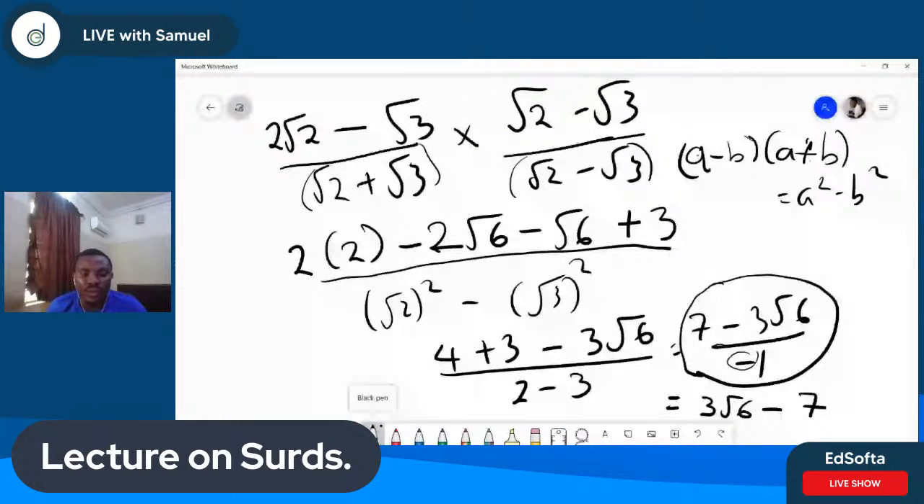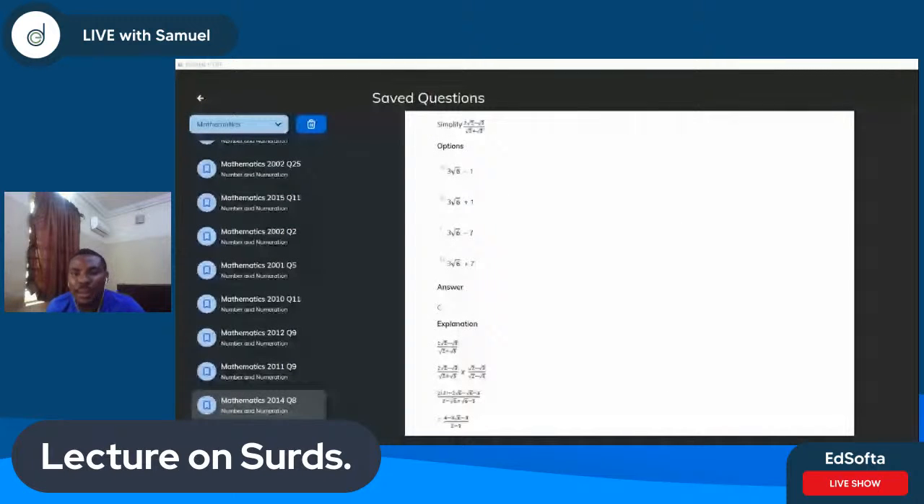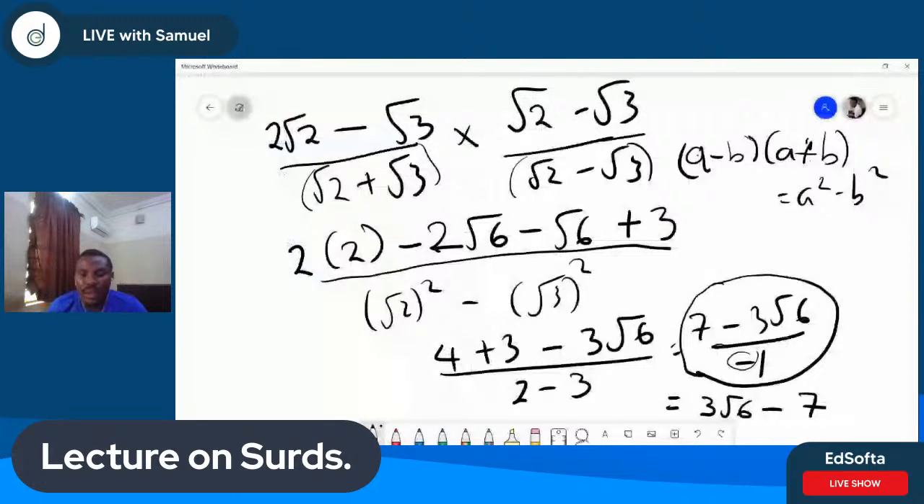So the majority of the questions on rationalization of surds are usually about the rationalization, and the rationalization is not very hard. All you have to do is multiply by the conjugate of the denominator all over the same conjugate of the denominator. By the time you are done with your multiplication, you will see that you have gotten the value for the answer in the option.